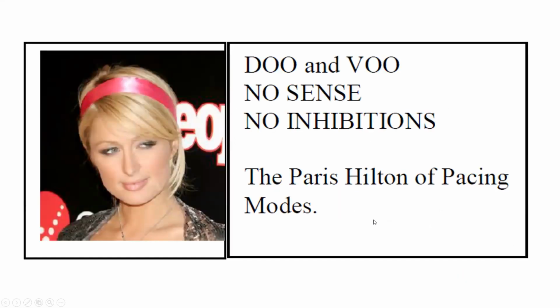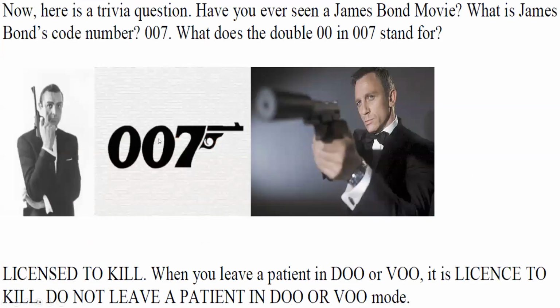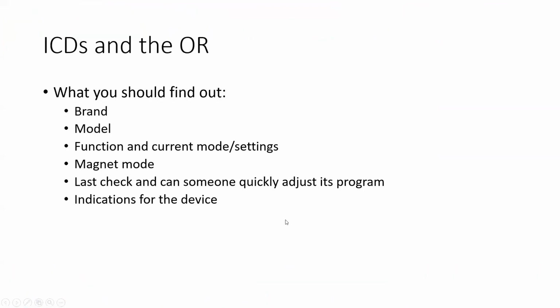So this gentleman that I mentioned earlier has a good sense of humor. He calls the OO modes, he talks about how they're not something you leave someone on without someone with expertise at the bedside, right? 00 and 007 stands for license to kill. So make sure that you have someone at the bedside who knows what to do if a patient starts to be in danger. AICDs, they're much more complicated.